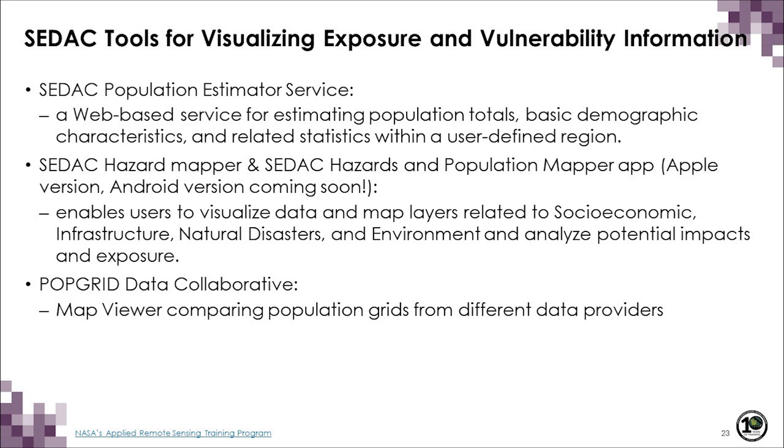It enables users to visualize data and map layers related to socioeconomic, infrastructure, natural disaster, and environment data, and analyze potential impacts and exposure. The PopGrid Data Collaborative is a consortium of data producers, data users, donors, and other stakeholders. It offers a map viewer for comparing population grids from different data providers.